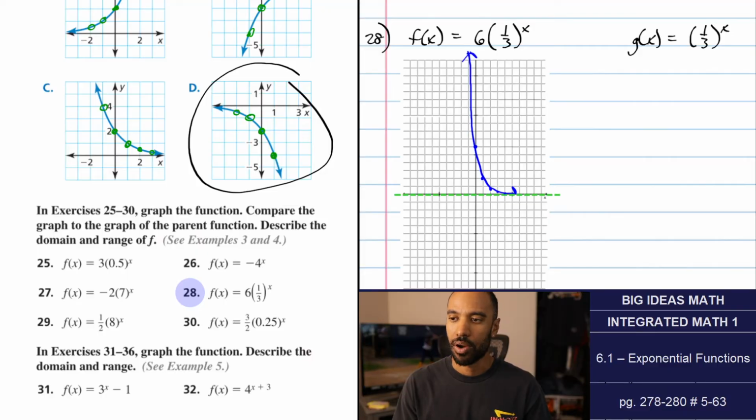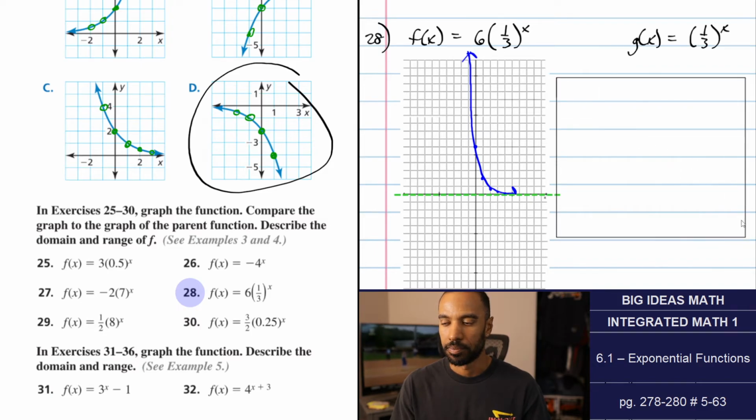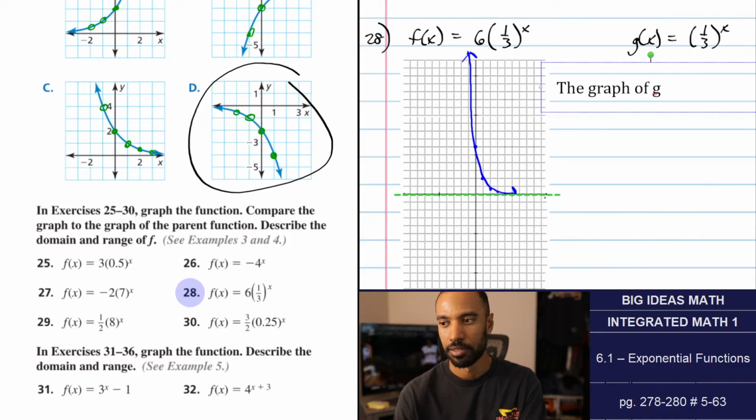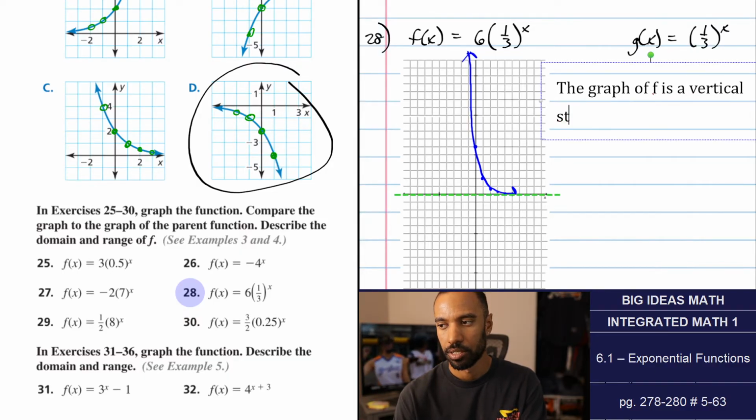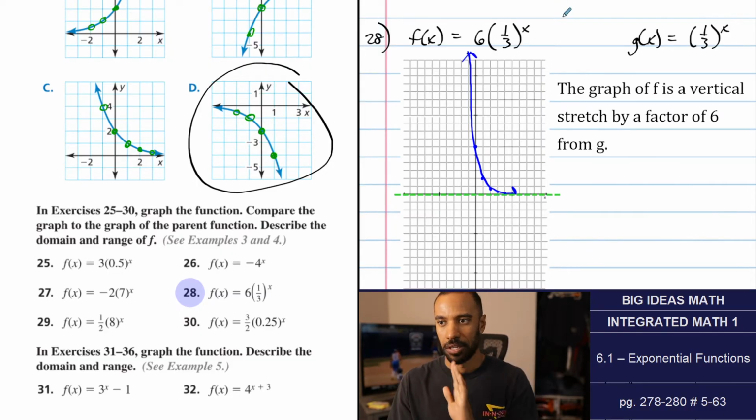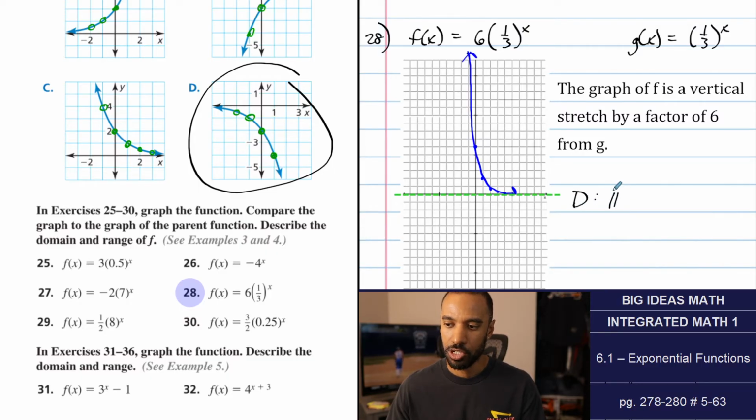Okay, so how does the graph of g compare to here? Well, this would have been a y-intercept of 1, of course. So this is going to be 6 times taller. So the graph of f is a vertical stretch by a factor of 6 from g. Domain, all real numbers. Range, y is greater than 0.